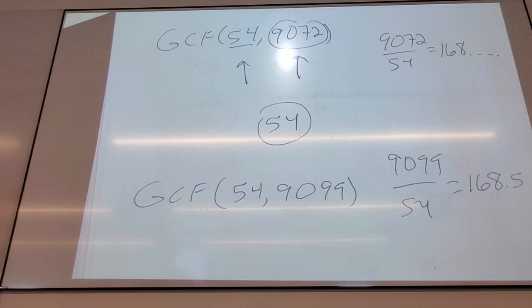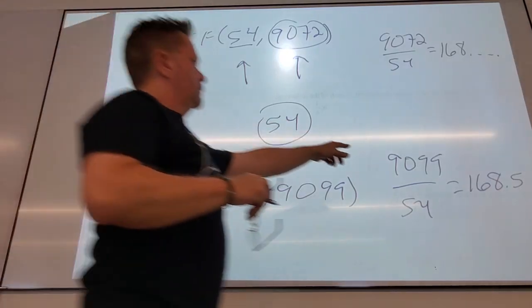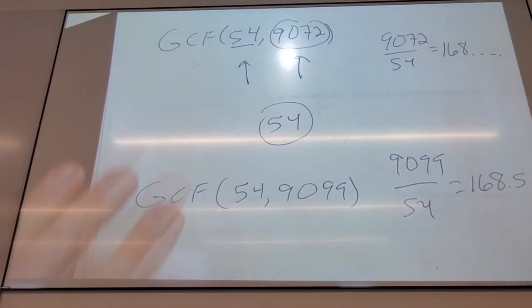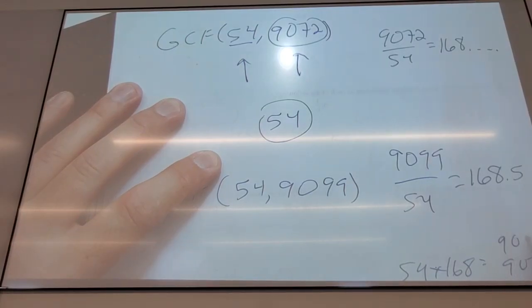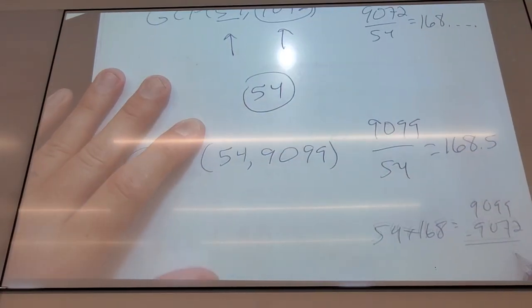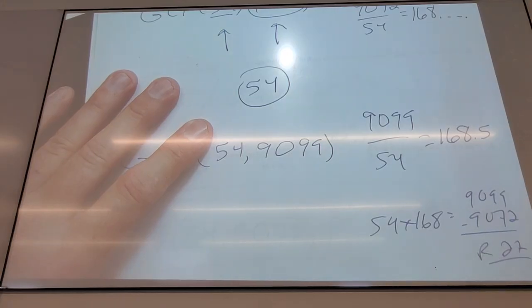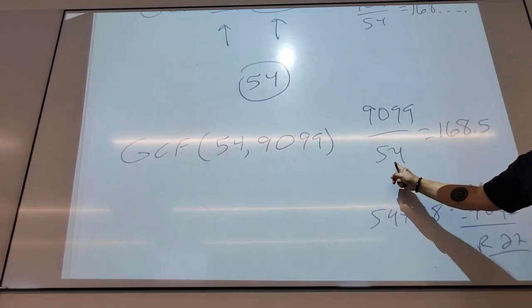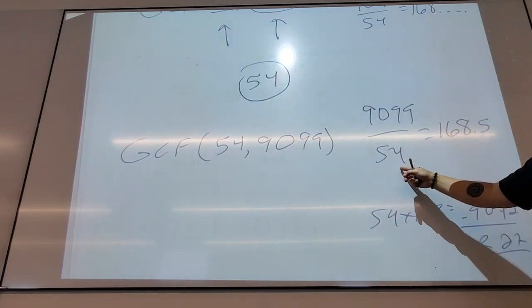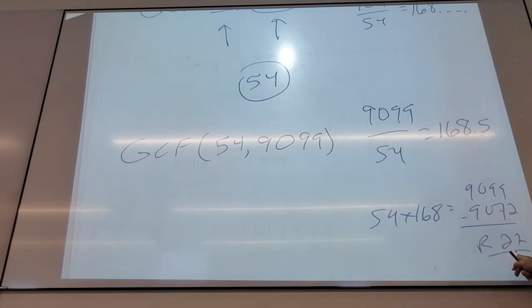And this is really the stuff we've done before. 9,072. Good. And then what's the difference? So if I do 54 times 168, I get 9072. And what's 9099 minus that? 27. So that's the remainder. Or, what's 0.5 times what I divided by? What's half of 54? 27. Either way tells you what the remainder is.